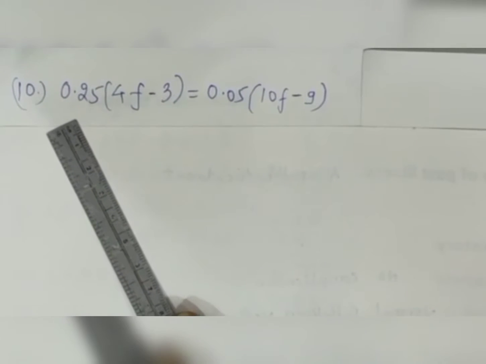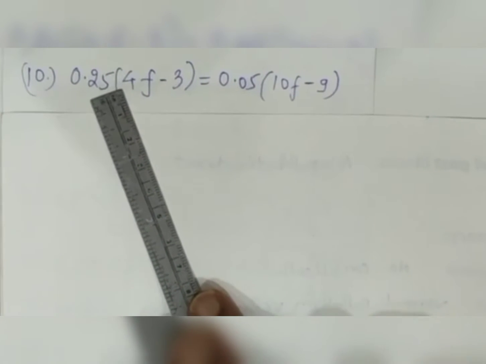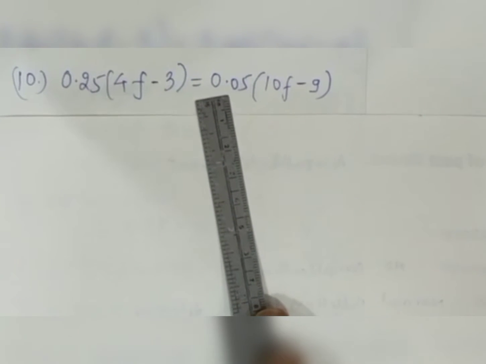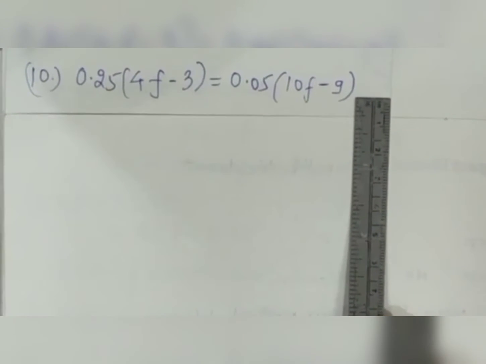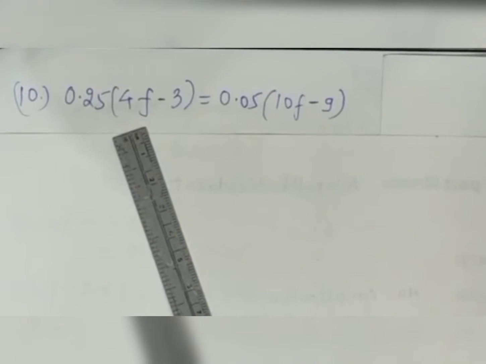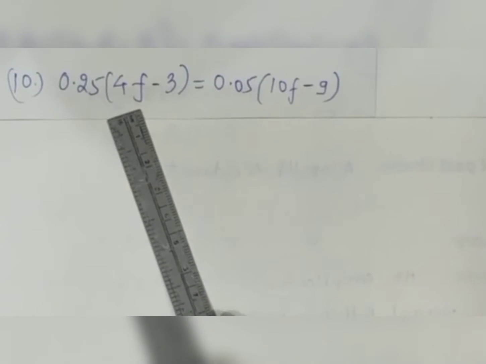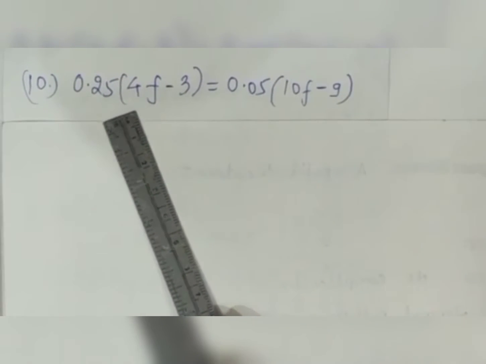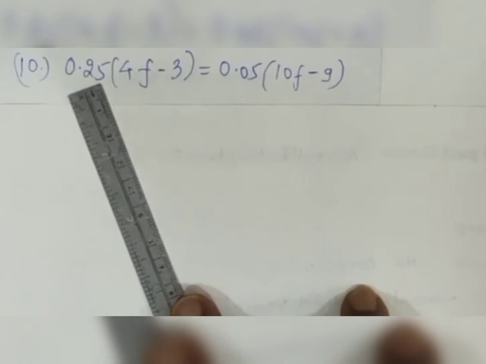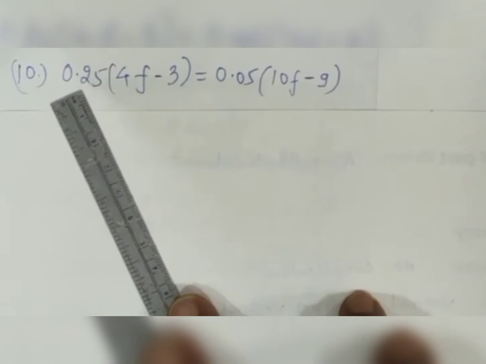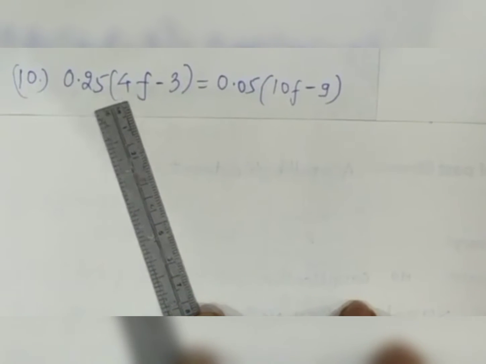Tenth problem is 0.25 in bracket 4f minus 3 is equal to 0.05 in bracket 10f minus 9. Here f is the variable. It may be x, y, z, anything. In this problem, the property is the same as in the previous one. But the only change is that here we are multiplying decimal numbers like 0.25.